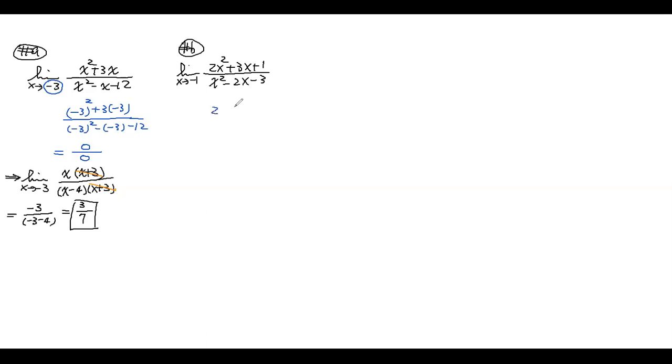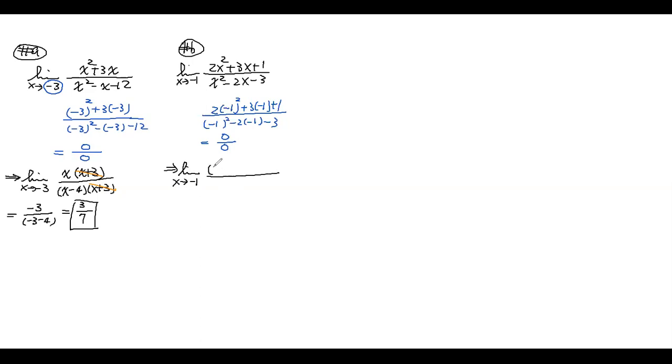So here, this will be just 2 times -1 squared plus 3 times -1 plus 1, then over -1 squared minus 2 times -1 minus 3. It turns out that this one is 0 over 0 again, right? So for the 0 over 0, we say, okay, now how do we do this? One of the techniques we can use is, hey, let's try to factor to see what happens here.